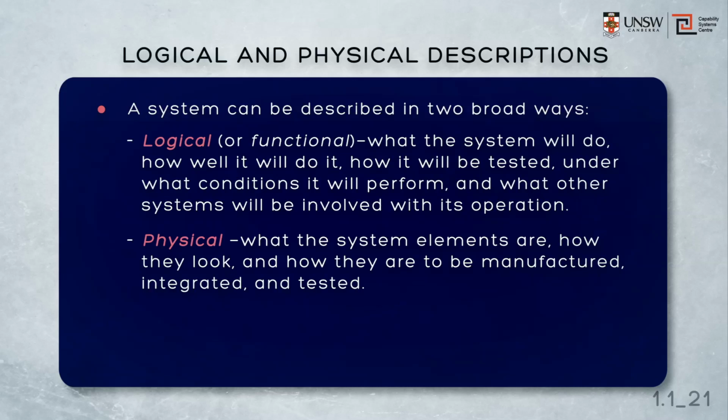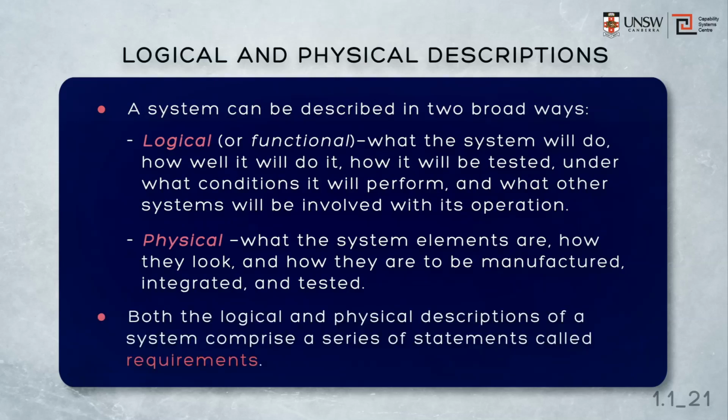It explains what those elements are, how they look, how they'll be manufactured, how they'll be integrated, and how they'll be tested. So a logical description is about what, and a physical description is about how. Both descriptions are very important, and they both exist together. And both of them require what we call later a series of statements called requirements.